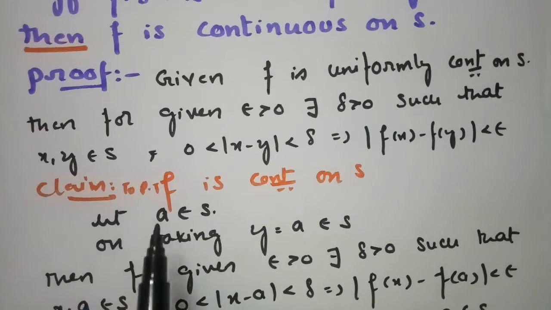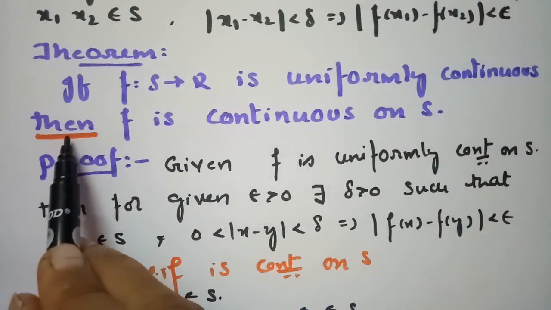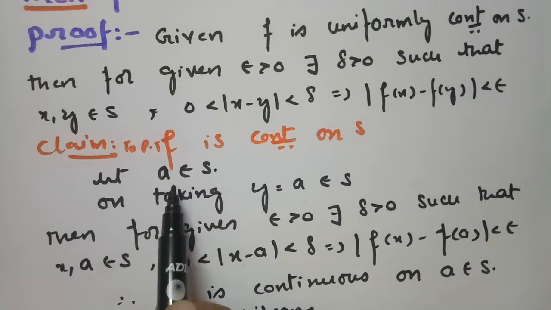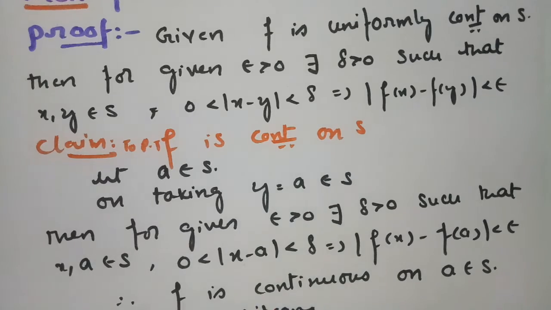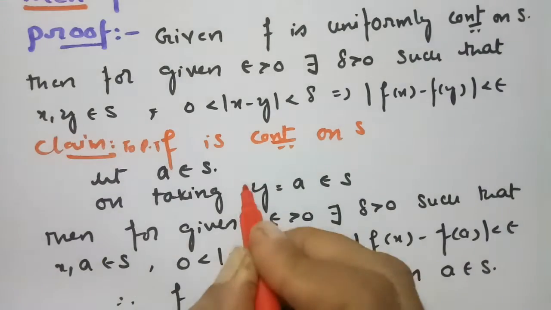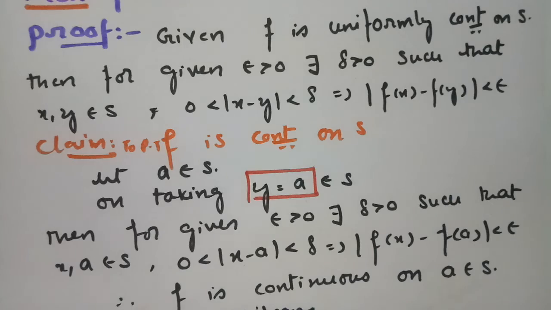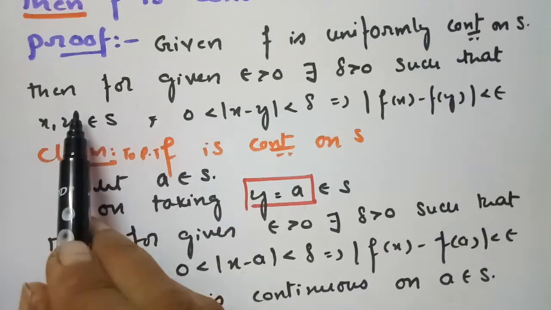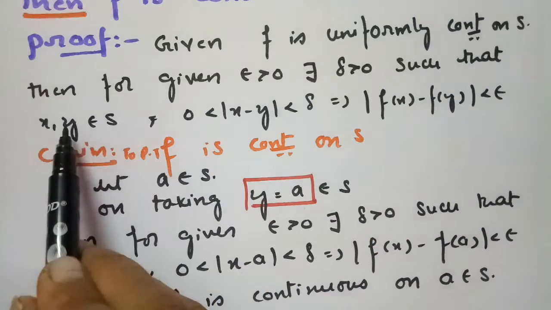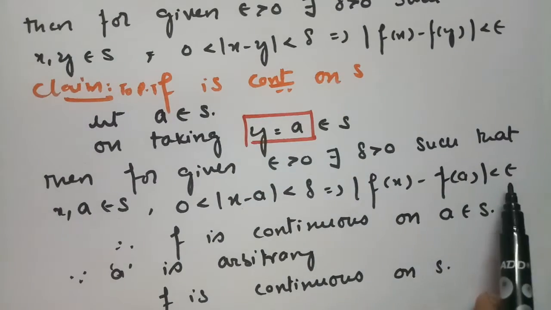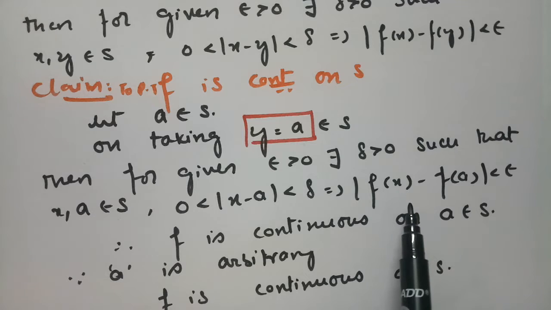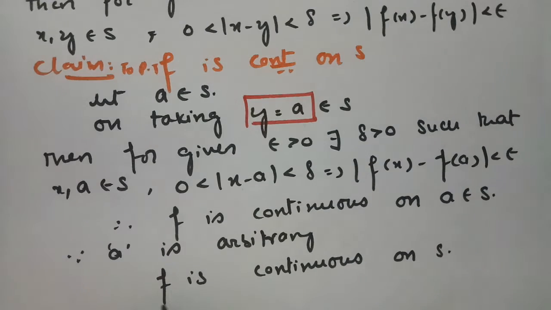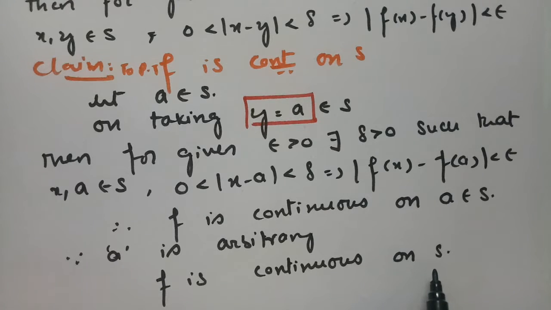So what is the claim here? To prove that f is continuous on S. So in place of y, I am taking a. This is the step which you have to keep in mind. So a belongs to S and y is equal to a have been taken. In the same uniform continuity step, I am taking a in place of y. So this is nothing but the definition of continuity. F is continuous at a belongs to S. Since a is arbitrary, we say that f is continuous on S.